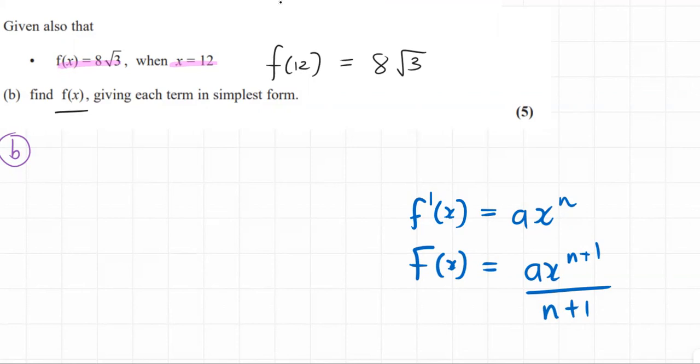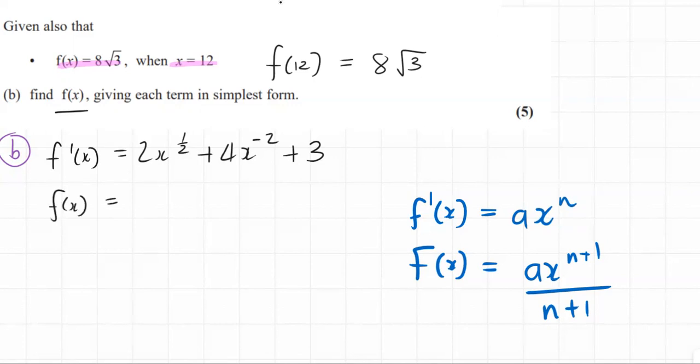So we had our f dash of x as 2x to the power of a half, plus our A value, which is 4, plus 4x to the minus 2, plus 3 from the previous question. And what we want to say is, well, what is f of x? Okay. What is f of x?